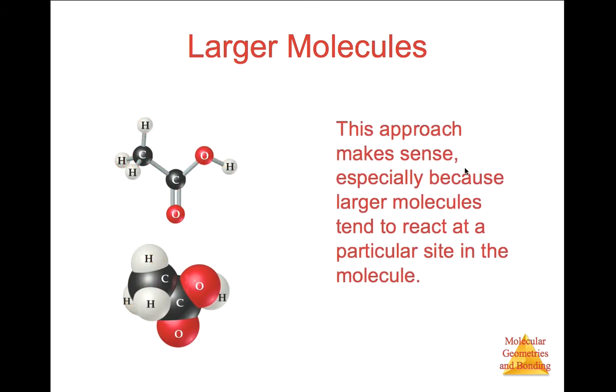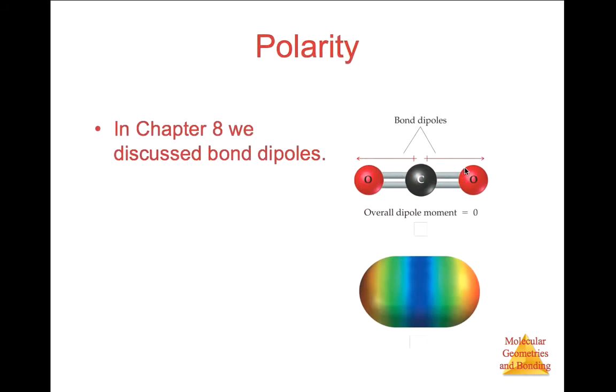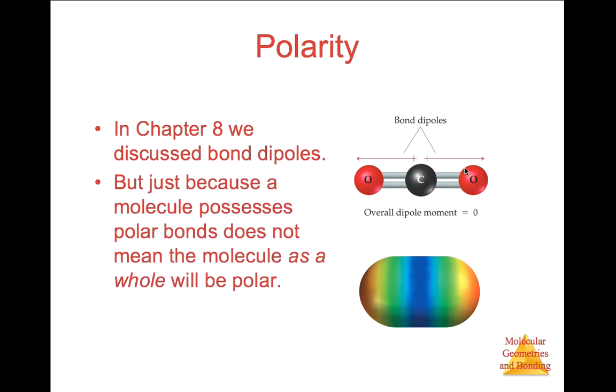This approach makes sense, especially because larger molecules tend to react at a particular site in the molecule. In Chapter 8, we discussed bond dipoles, but just because a molecule possesses polar bonds does not necessarily mean the whole molecule will be polar. You can notice here we have a polar bond between carbon and oxygen, or a dipole moment between this carbon and this oxygen, but we have an equal and opposite dipole moment in the other direction.